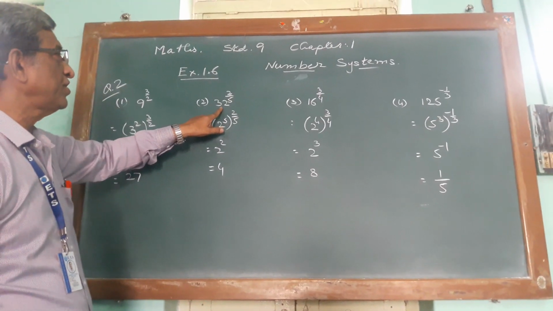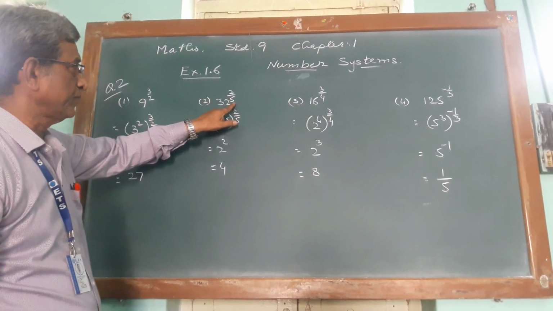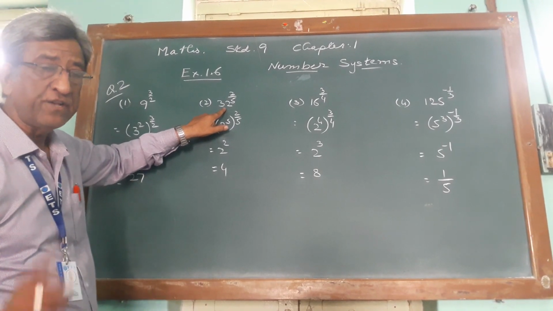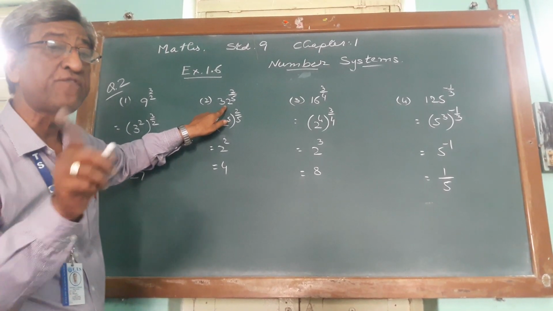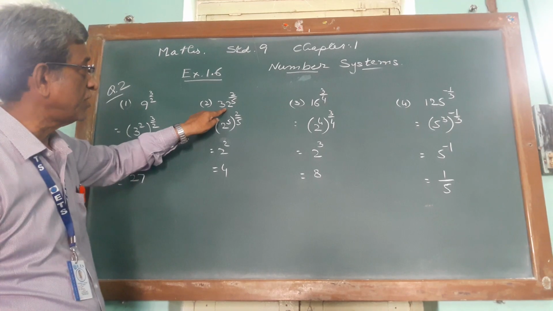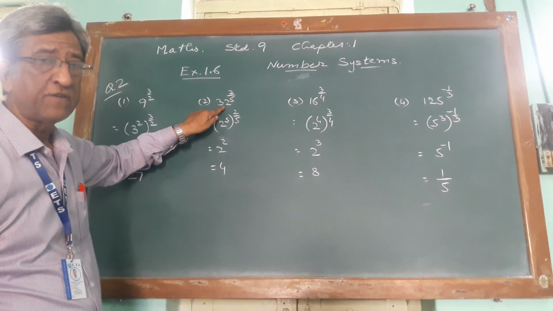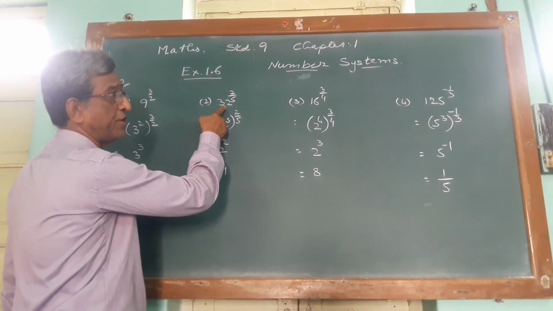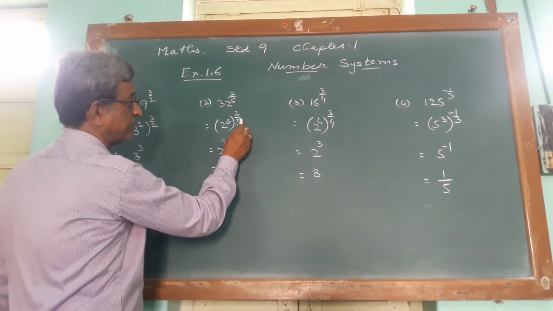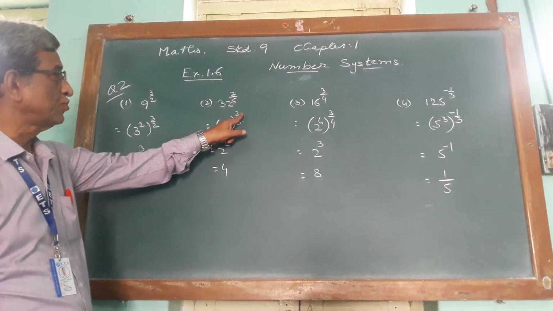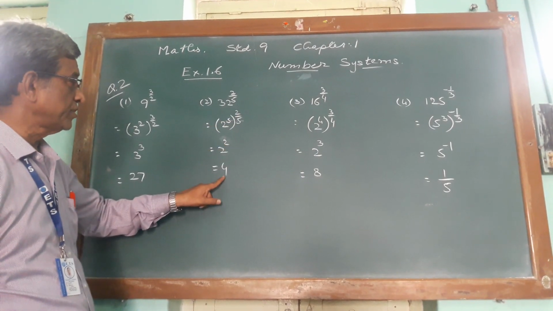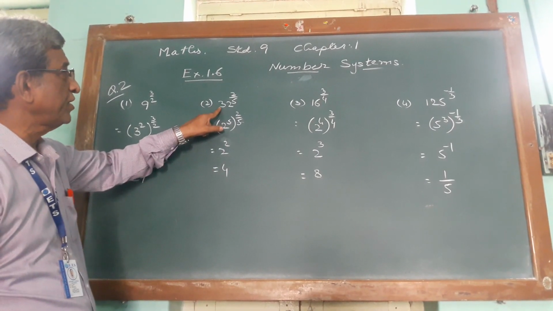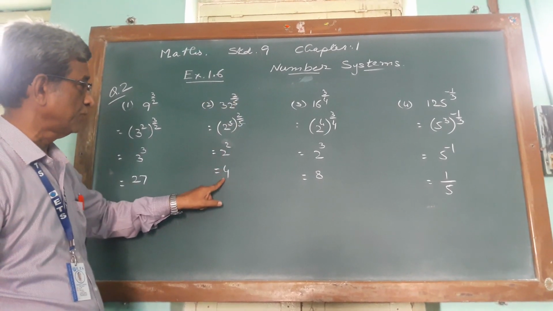Second, 32 raised to 2 upon 5. So you have to express 32 in the form of something raised to 5. So 2 raised to 5 gives you 32. Again 5 will cancel. You will get 2 raised to 2, that is 4. So 32 raised to 2 upon 5 gives you 4.